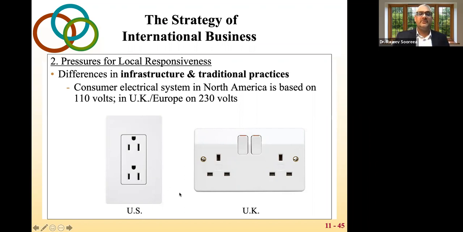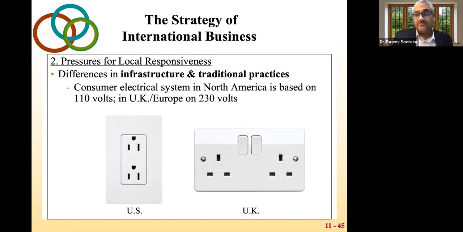So if you have your computer, you can look at your computer plug right now and see how it looks. Will that fit in the US outlet? If it doesn't fit, it means that when you come to the US, you need to have an adapter to make sure that it fits. Now, people from the US, when they go to the UK, need to make sure that they have an adapter for the UK, right? So basically, differences in infrastructure and traditional practices will build high pressures for local responsiveness.